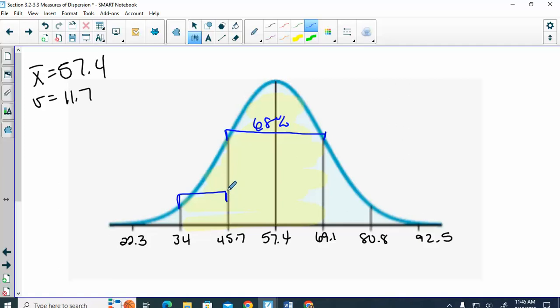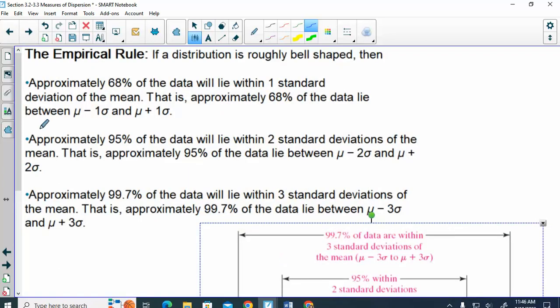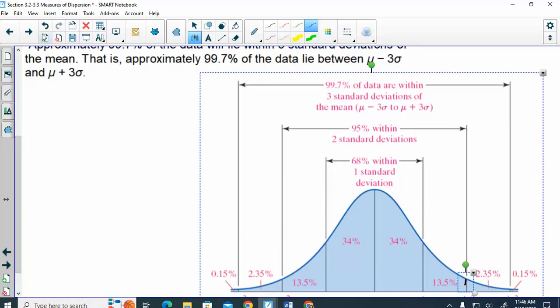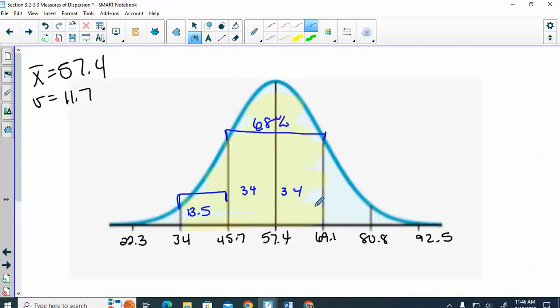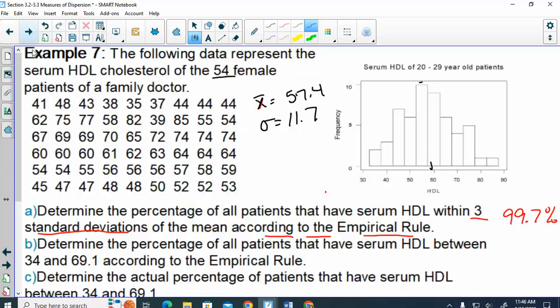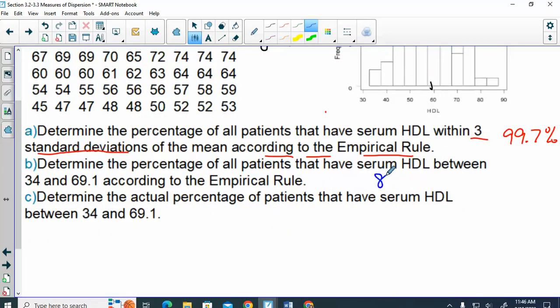So we have to think the 95% divided by 2 to get above and below. And if we wanted to subtract off the 34% that was already here, that's 13.5. Isn't that what we had on the original empirical rule picture? So, if we add all those together, we get 81.5. So 81.5 should be somewhere between 34 and 69.1.